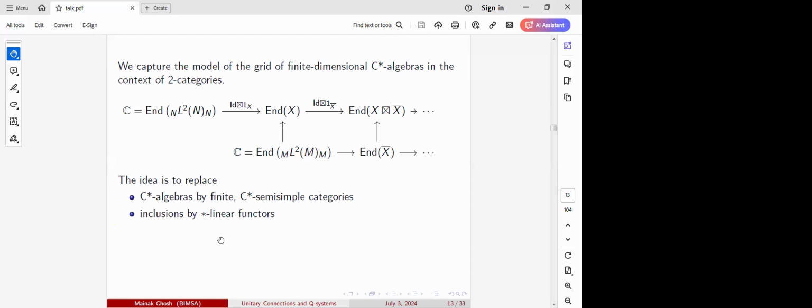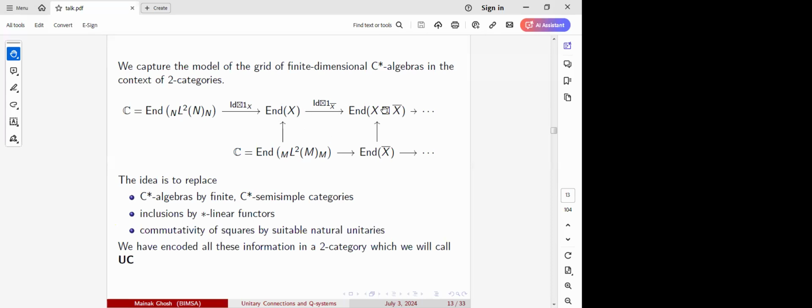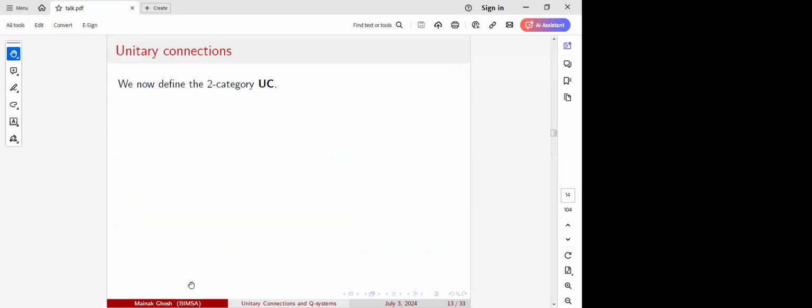These are canonical inclusions by star linear functors, and commutativity of the squares by suitable natural unitaries. And we have encoded all this information in a 2-category, which we'll call UC, an acronym of the term unitary connections. So now let's describe this 2-category UC.